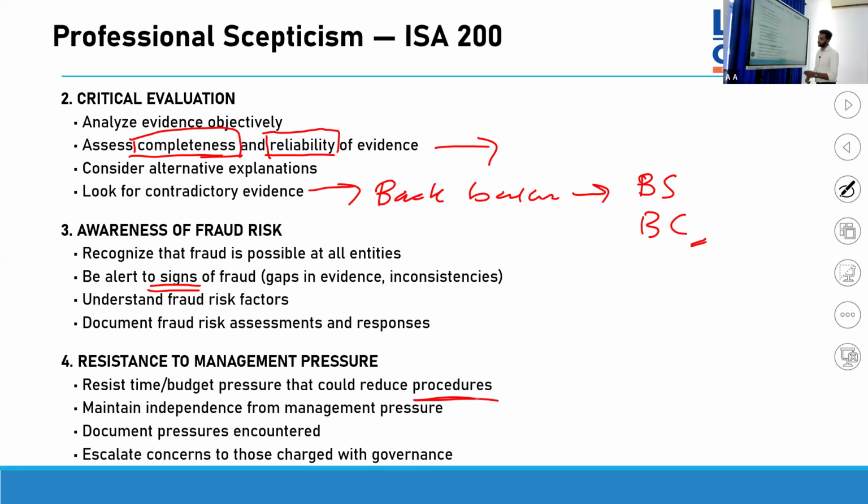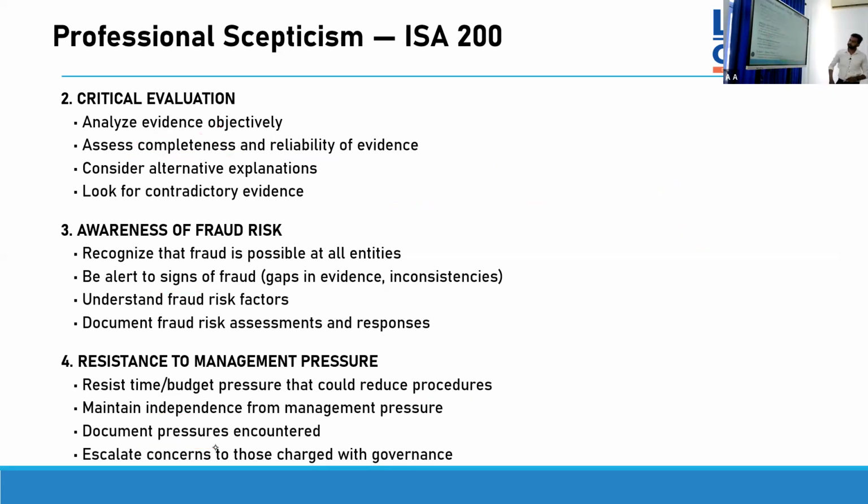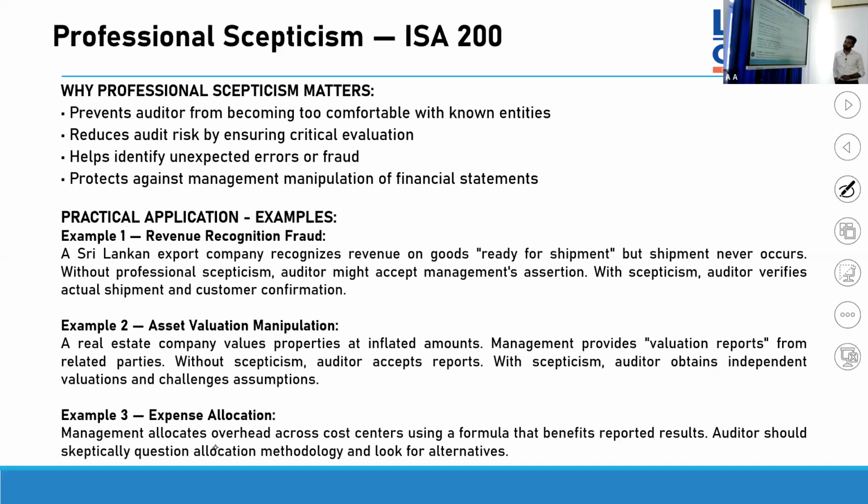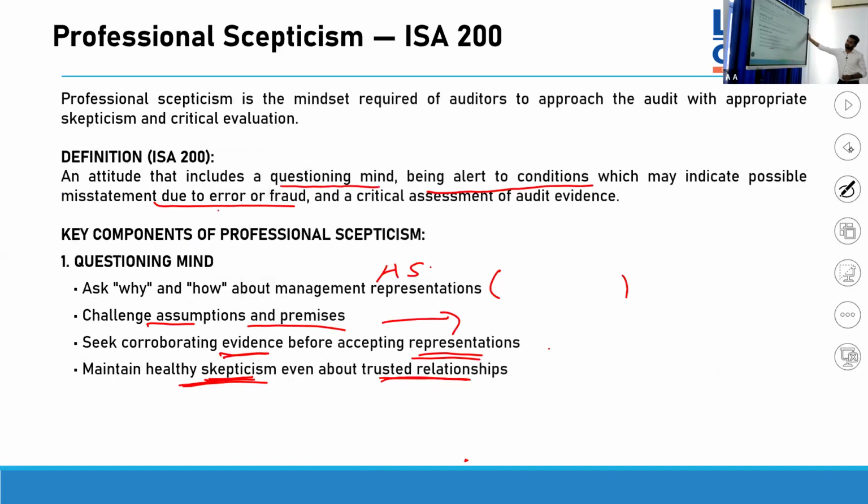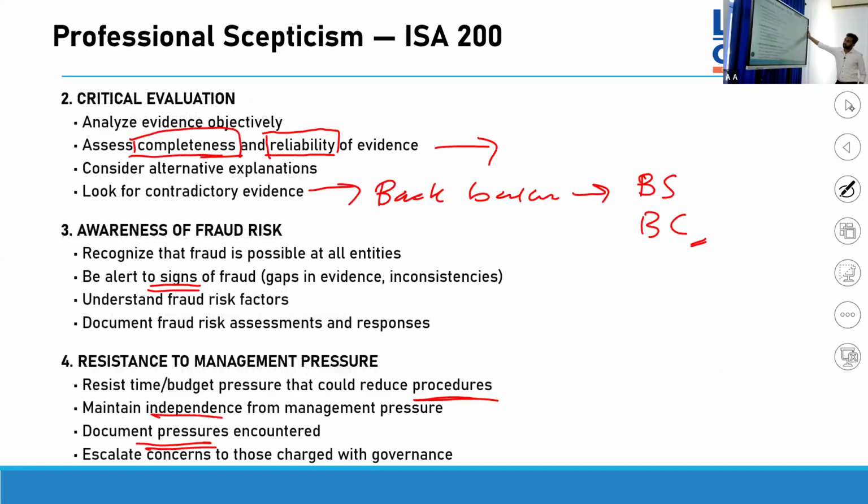Also, we must maintain independence, as well as document those pressures given by the management. Those are the key components. What are they? Questioning mind, awareness of fraud risk, critical evaluation, and resistance to management pressure.